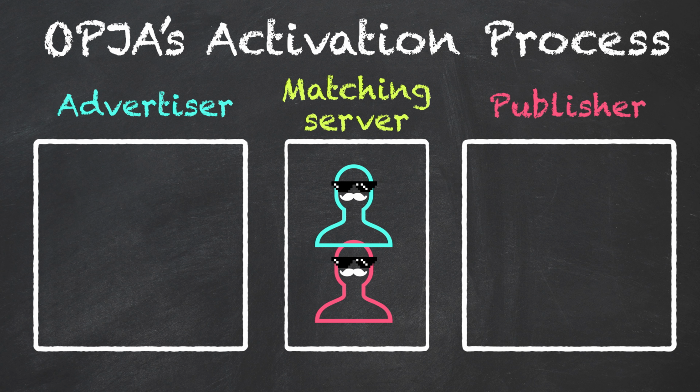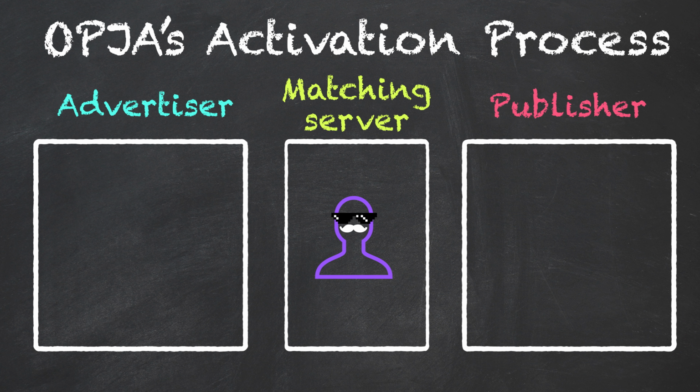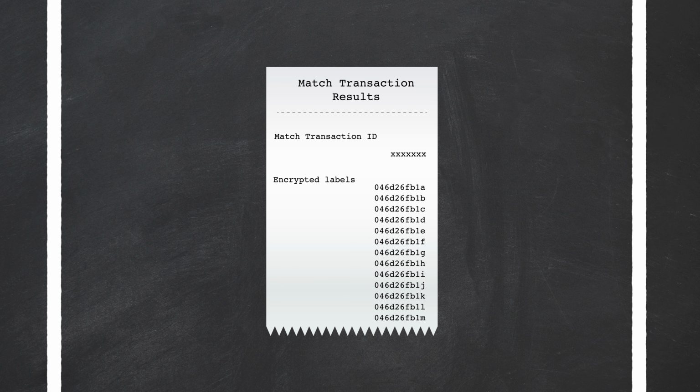So we've covered the matching part of OPJA, aka the private join. Now we've got to go over the activation, or how the match data is made available for ad targeting. After the matching server has found the overlapping entries, regardless of whether it used the private set intersection method or the trusted execution environment method, it sends a list of the match results to the publisher. This list includes an ID for the entire match transaction, which is like a receipt saying these results correspond to a match made between this advertiser and this publisher using this matching server.